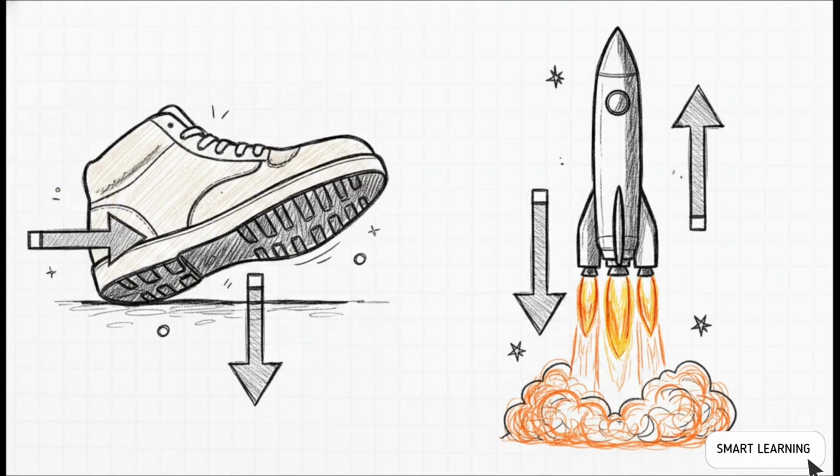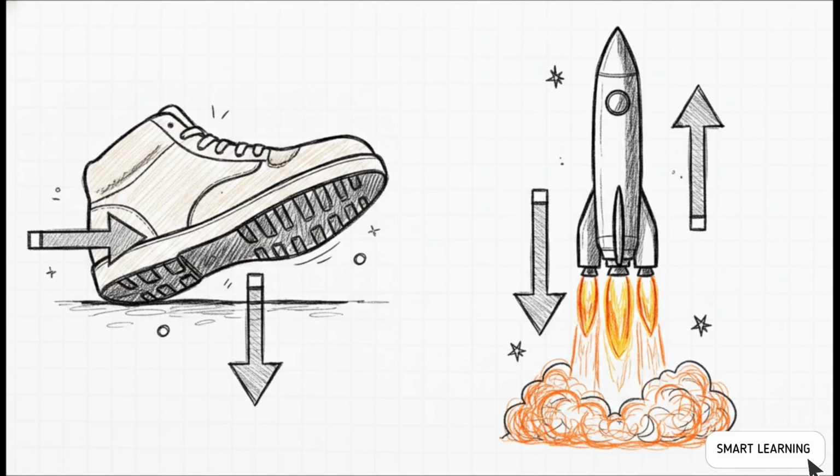Now, what's really interesting here is how this bridges everything we've just learned. Take the completely simple act of walking. How do you walk? You push backward against the ground. And due to friction and Newton's third law, the ground pushes you forward. No friction, no walking, which is exactly why trying to run on ice is so tricky.